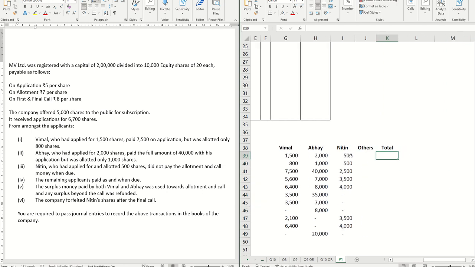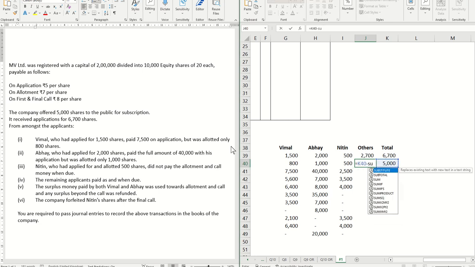For others, in order to understand, let us see total application received, which was 6,700. Total allotment is 5,000. So if we do a simple math and subtract, 2,700 is the application that was rejected, and for them 2,700 is the allotment. So there is no case of excess application, and the question says they have made their full payment whenever it was due. So we don't have to do any further calculation for them.